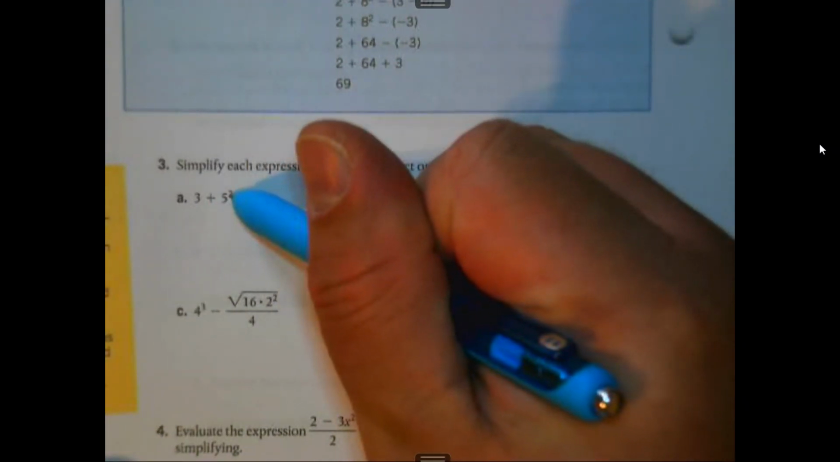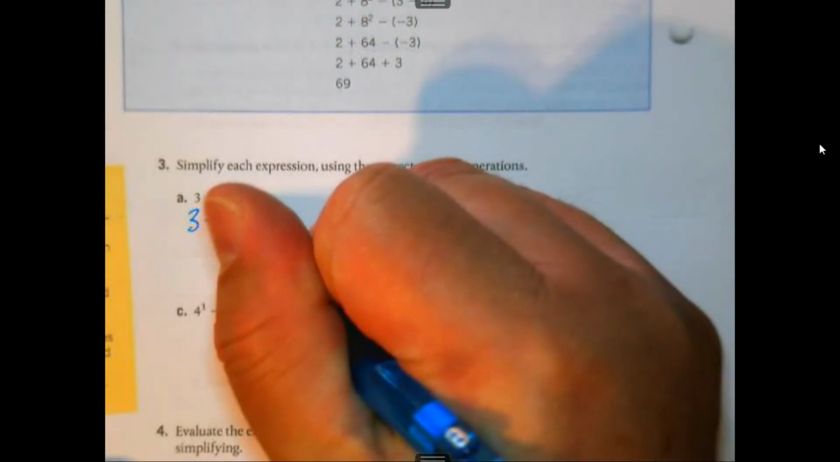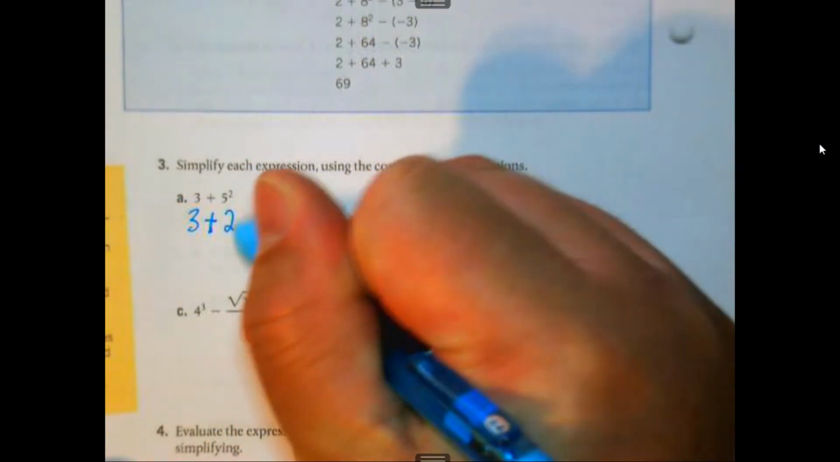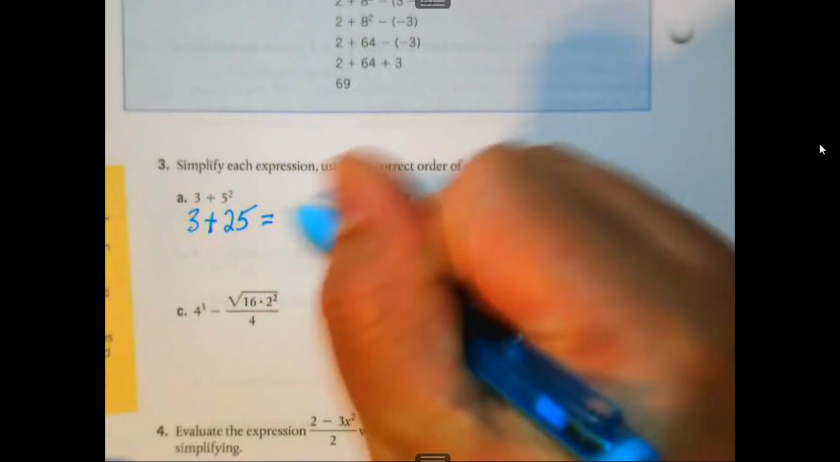Okay, 3A, no parentheses. I do have exponents. That would be my next. 5 squared is 25. Then I have addition, 28.